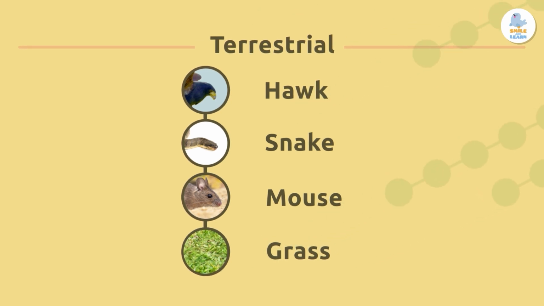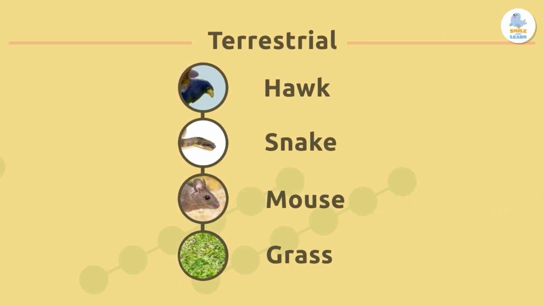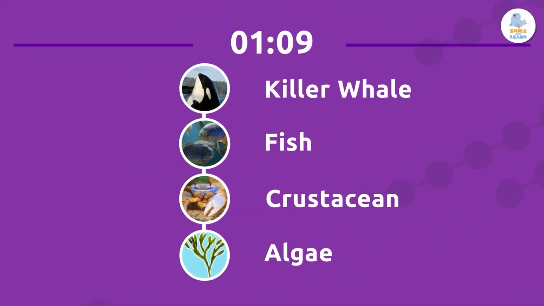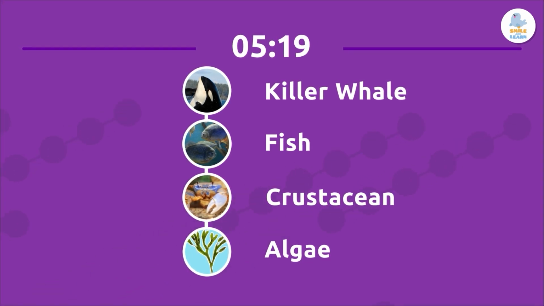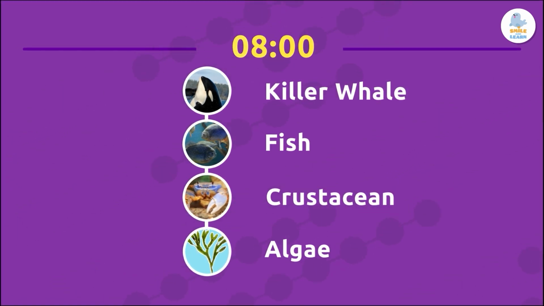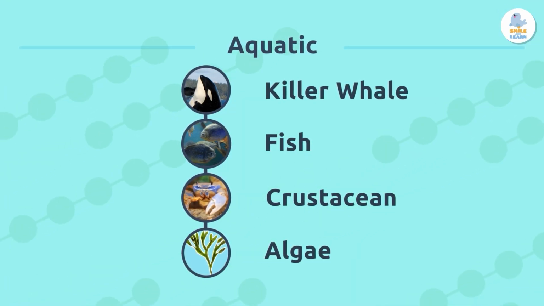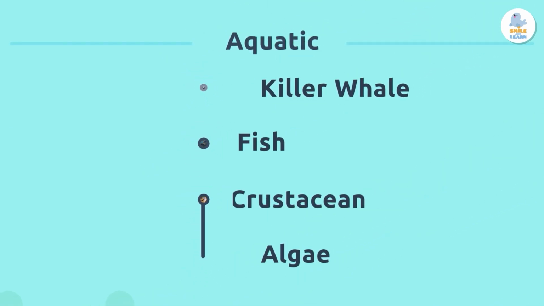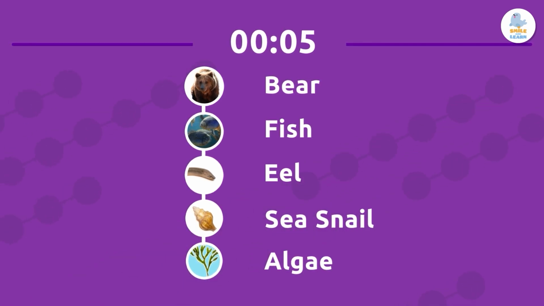Terrestrial, because the living beings in this food chain get their food from terrestrial habitats. Let's try another one. Aquatic, because the living beings in this food chain get their food from aquatic habitats. Very good. Now for the last one. Terrestrial or aquatic?